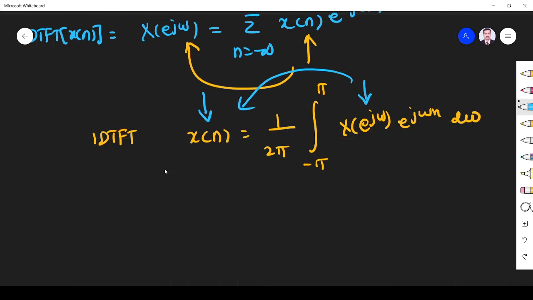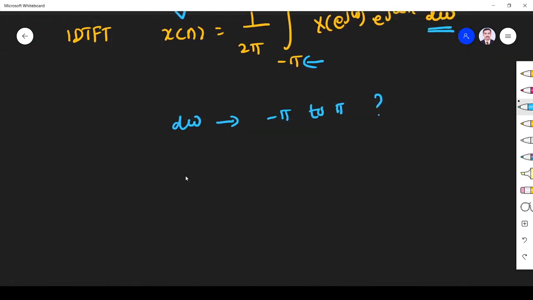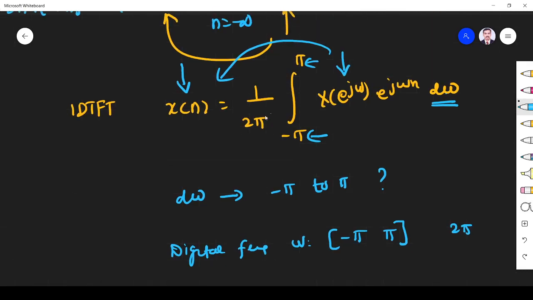Another important question is why we are going from minus pi to plus pi. The integral is with respect to omega, which varies from minus pi to plus pi. Why? Because we know the digital frequency range is minus pi to plus pi. Digital frequency omega ranges from minus pi to plus pi only, that is 2 pi. After that it will repeat. So this is very important. Don't go from minus infinity to plus infinity, you go from minus pi to plus pi.